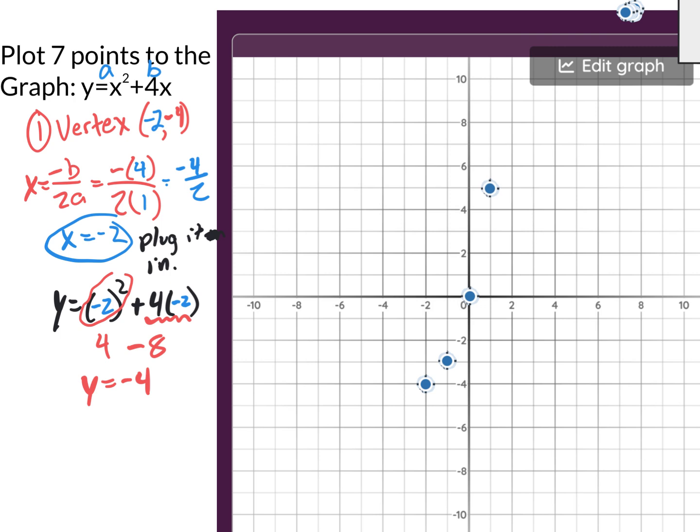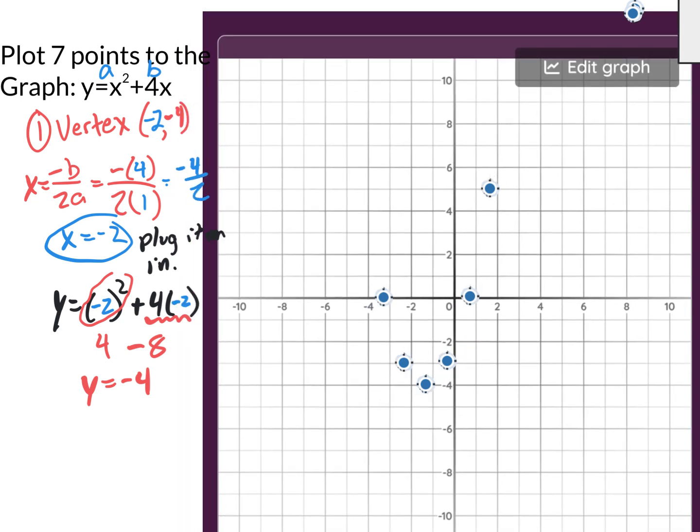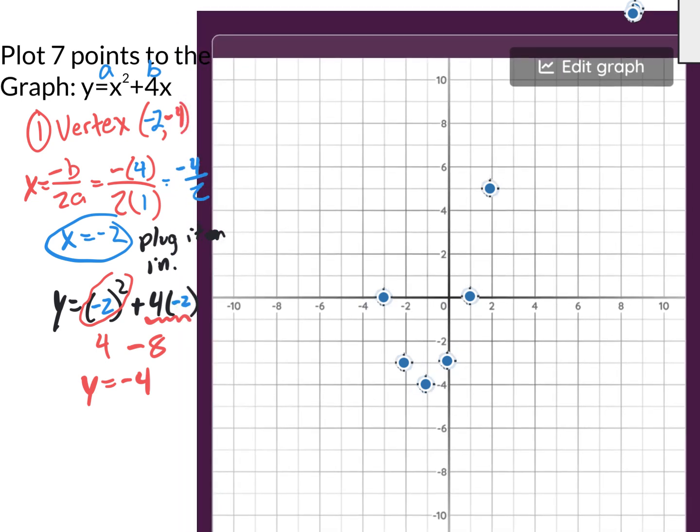Then you're going to map those over to the other side. So this guy gets mapped over 1 unit this way. This guy gets mapped over 2 units this way. This one gets mapped over 3 units. And voila, you are done.